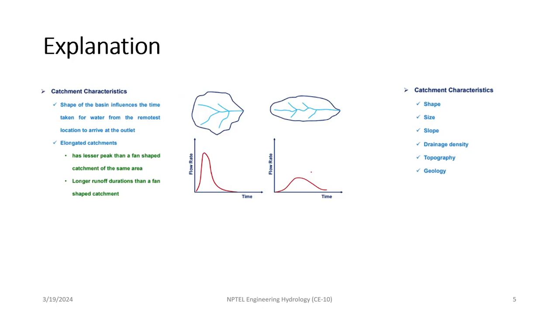Moving ahead. Just for your information, it is mentioned that catchment characteristics will only have the effect. And what could be the characteristics? So shape, size, slope, drainage density, topography, and geology. It has been mentioned that if we are having an elongated catchment, then definitely we will be having a lesser peak as compared to a nearly circular shape of catchment. In case of a nearly circular shape of catchment, the peak will be much higher as compared to the elongated one, and in the other scenario the duration will be less as compared to the elongated one.